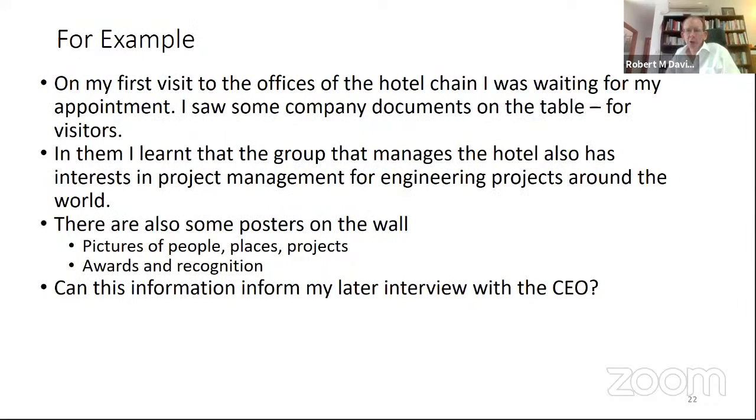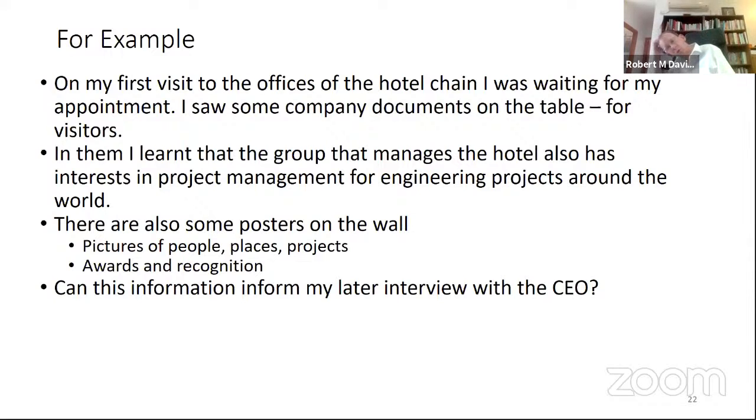So when I went to the hotel chain to do interviews, I was waiting for my appointment. I was a bit early. Normally, I would arrive 10 to 15 minutes early. As a matter of principle, I think it's good to arrive early. There were some company documents on the table for visitors, so I read them. I understand that the company that manages the hotel also manages projects for engineering around the world. I didn't know that. That's interesting. That will be something to talk about later.